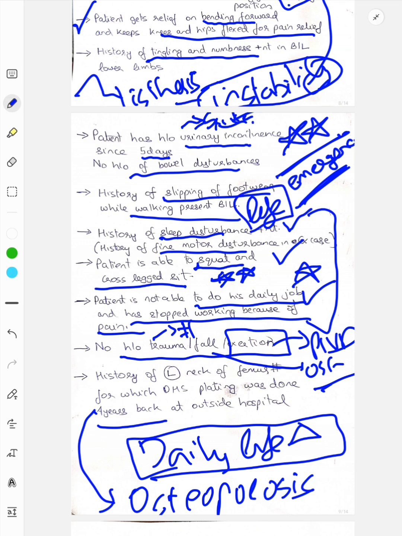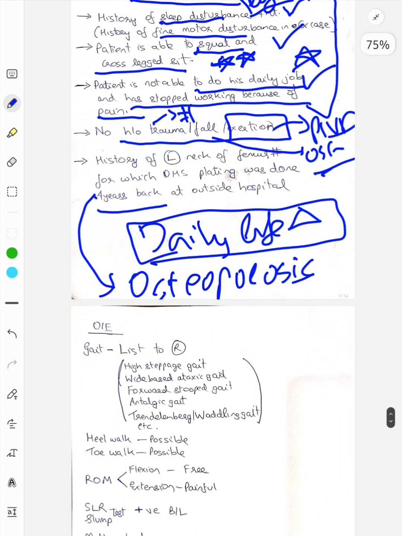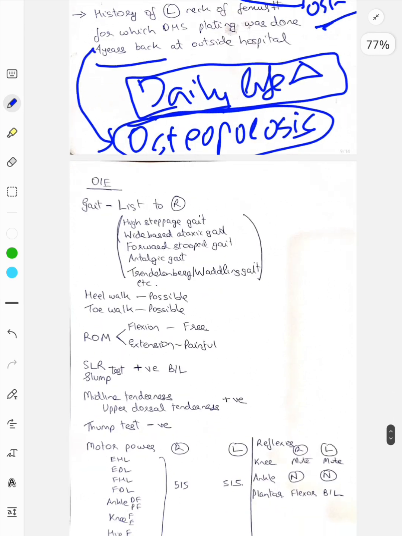Okay. Then the patient is able to squat and cross-leg sit, so you have ruled out the hip pathology, right? And with the history of left neck of femur fracture and multiple fractures in the past, it is more of an osteoporosis picture, right? So with the history taking itself, just a 5-minute history, you have worked out in your mind whether it is a PIVD, whether it is LCS, whether there is some osteoporosis component, some listhesis component. This is the subtle art of reaching the provisional diagnosis using the history. We are going to discuss each differential in detail, don't worry. This was just a brief outline.